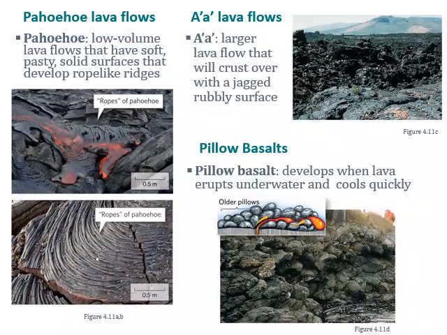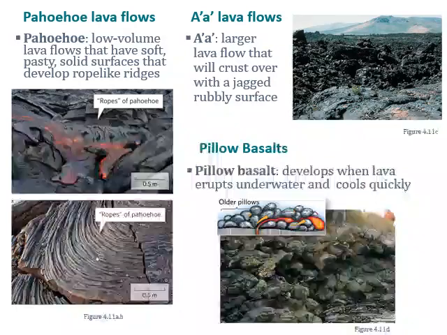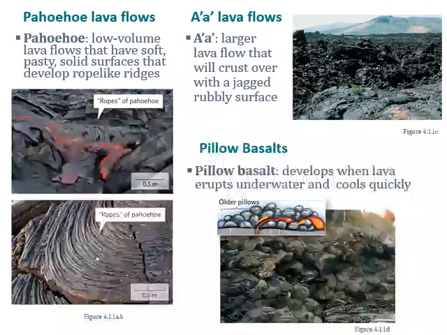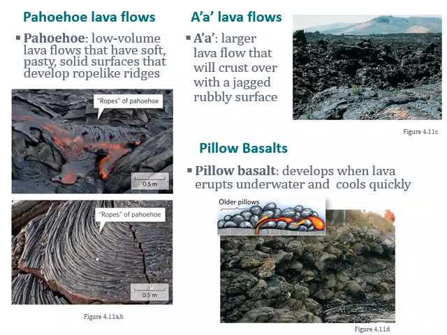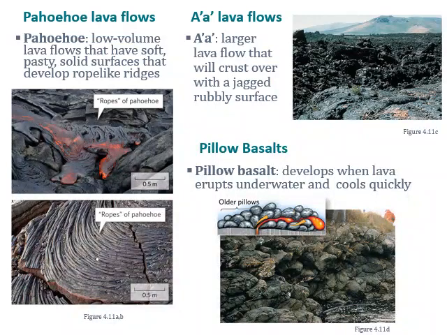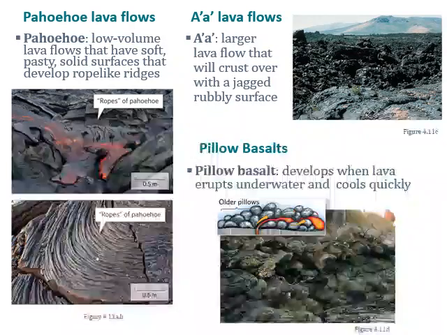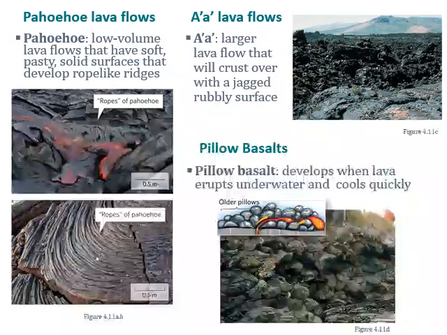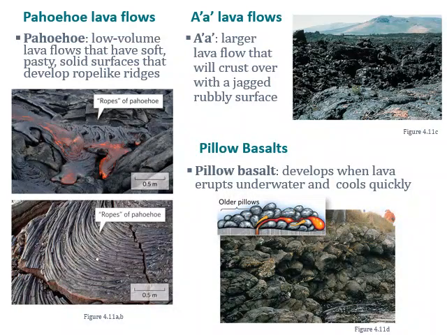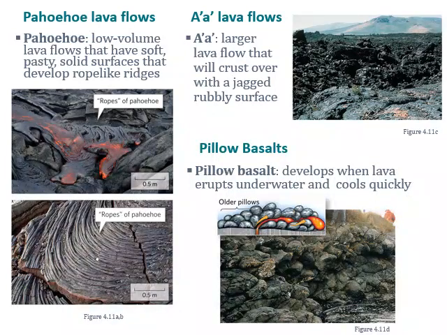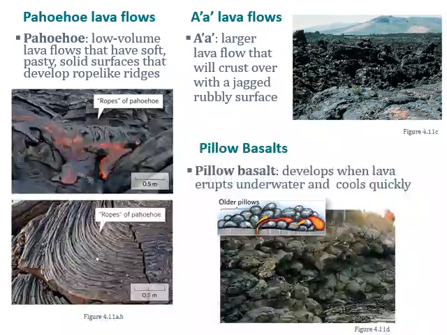So you can see the rope-like textures in the left side photos. A'a is typically a larger lava flow that has a jagged and rubbly surface. Pillow basalts develop when lava erupts underwater and cools quickly as it interacts with the relatively cold ocean or lake water. And so this picture below is of pillow basalts.